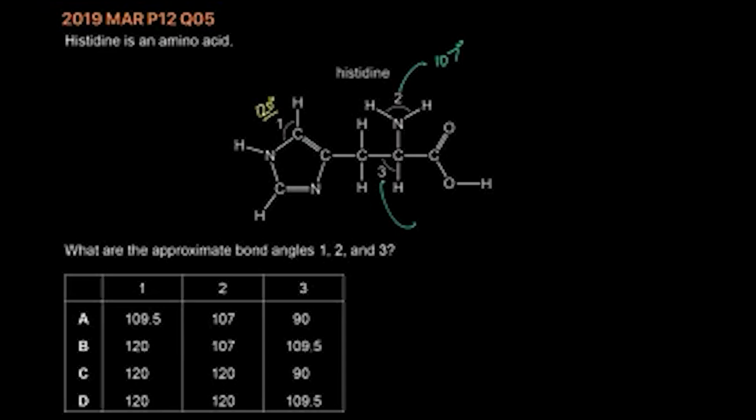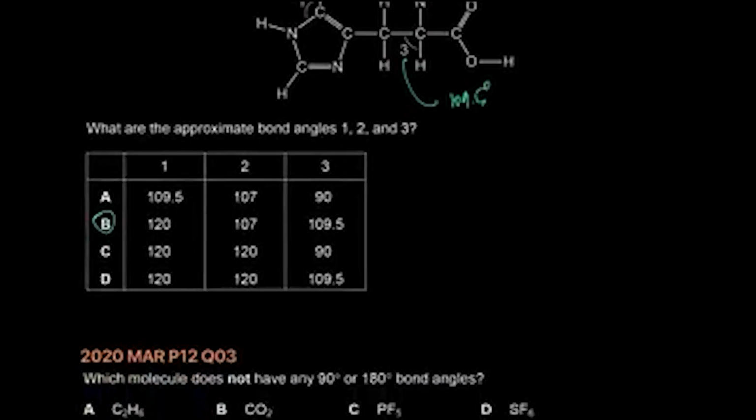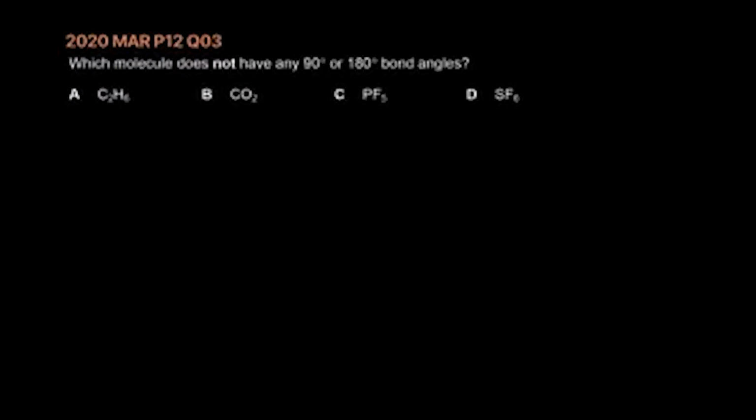This is how automatic it should come to you. There should be no thinking. It's automatic. It's just there. Nitrogen, 3 bonds, 107. Carbon, 4 single bonds, 109. Carbon, a double bond, 120. That's how it should come, roll off your tongue. So 120, 107, 109.5. Answer is B. All right.